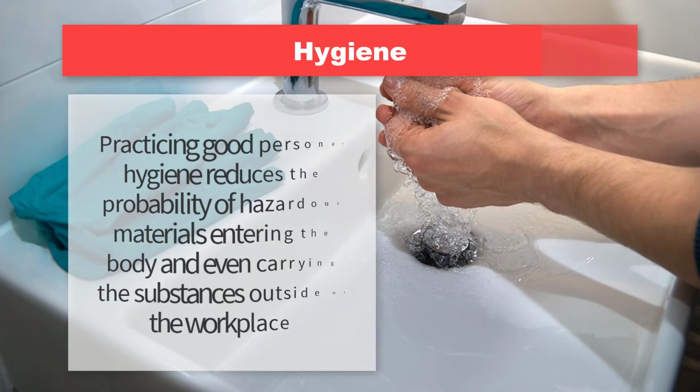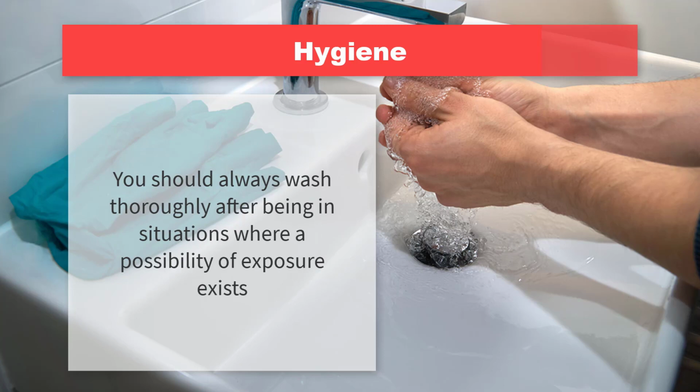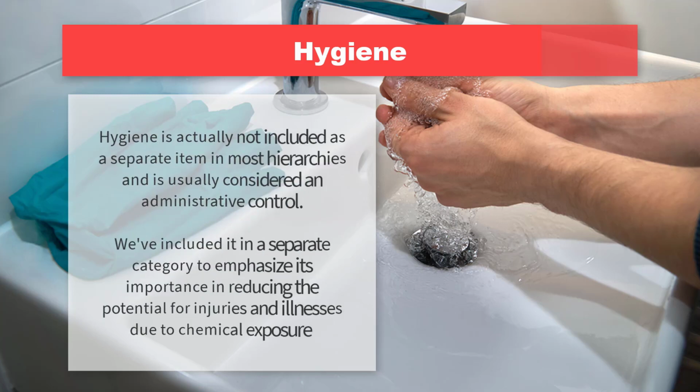Hygiene. Practicing good personal hygiene reduces the probability of hazardous materials entering the body and even carrying the substances outside of the workplace. You should always wash thoroughly after being in situations where a possibility of exposure exists. PPE should not be worn outside of your work area to reduce the likelihood of transferring any harmful substance into other environments. Hygiene is actually not included as a separate item in most hierarchies and is usually considered an administrative control. We've included it in a separate category to emphasize its importance in reducing the potential for injuries and illnesses due to chemical exposure.